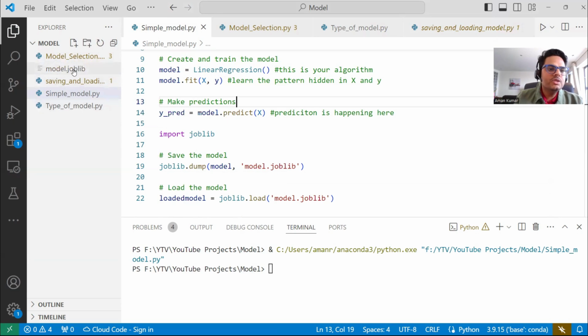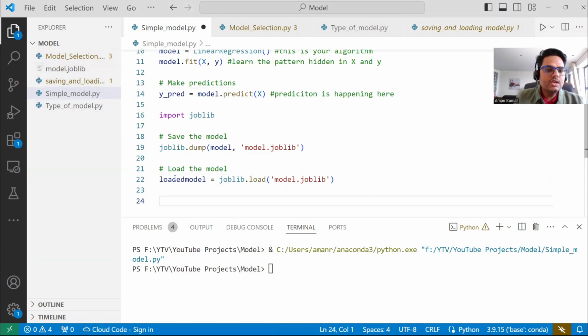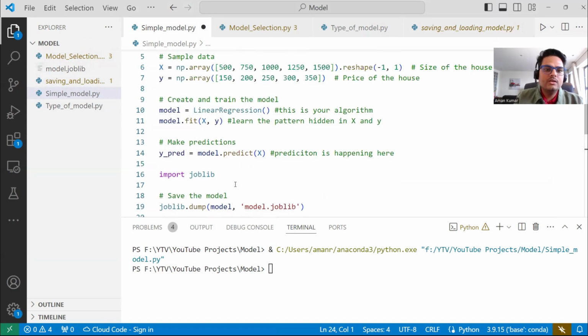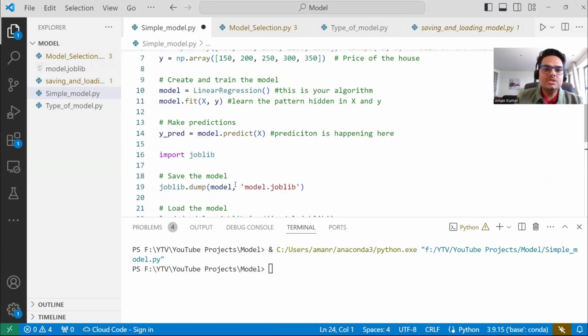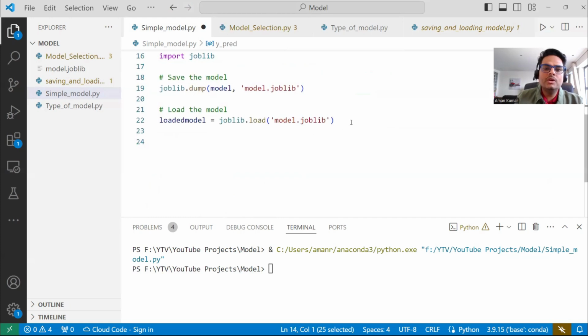Okay, so if you see here, the model.joblib file is written in my disk. What I can do now is make predictions using the loaded model as well. Previously I was doing prediction using model.predict, right? Now I can do the same thing using the loaded model as well. So let me try doing this.